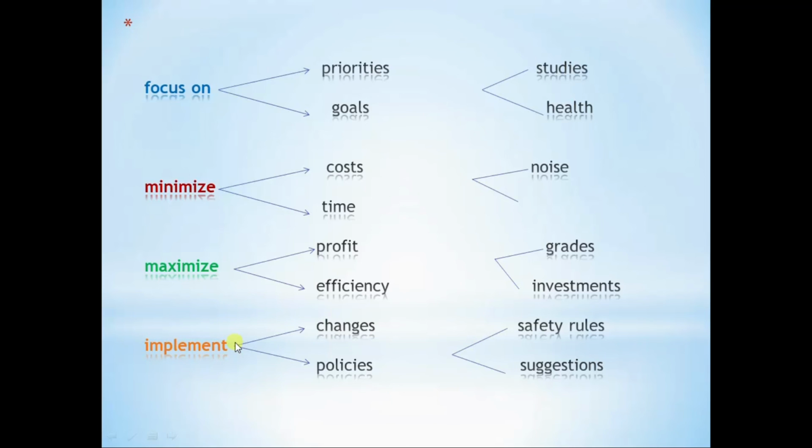To implement something means to actually put it into practice, not just talk about it but actually do it. So we need to implement the changes, we need to implement new policies that the department or the company has come up with. We need to implement the safety rules, we need to implement the consultant's suggestions or recommendations. So there are so many different examples you could write about something that is relevant to you, and that will help you to remember these words and understand these words properly.